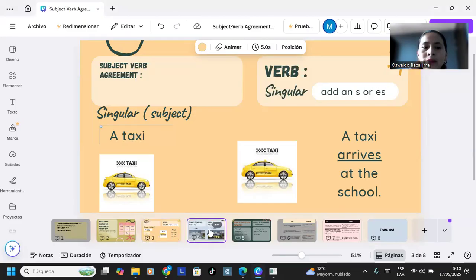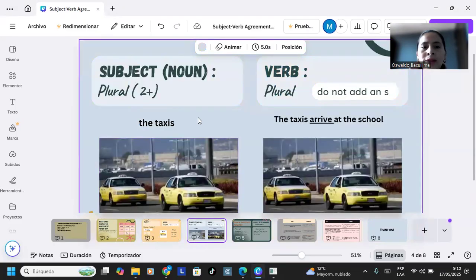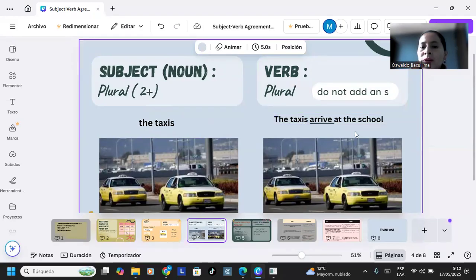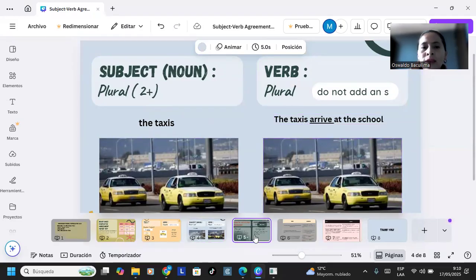In the second sentence, we have a subject noun that has to concord with a plural verb. Here is the taxis, two taxis. In the plural, we don't need to add the letter s. So as we can see here, the taxis arrive at the school.